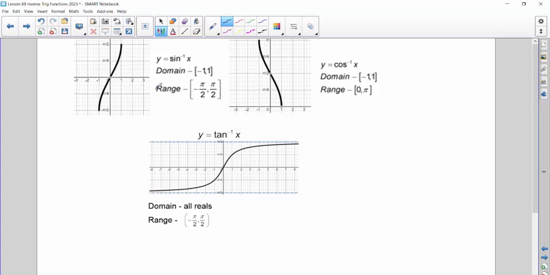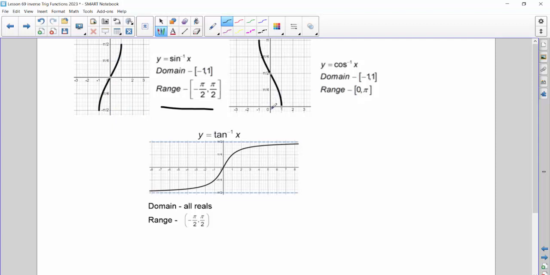Therefore, the domain or the possible x values of an inverse sine go from negative 1 to 1, but the range is negative pi over 2 to pi over 2. That's as far as I can graph that inverse function.